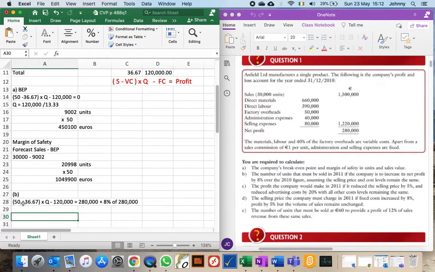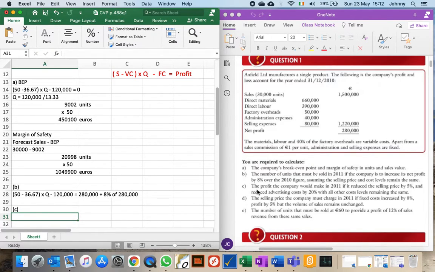So moving on to C, and restating the formula again. The profit they would achieve, so profit is the thing I'm looking for this time. If they reduce the selling price by 5% and reduce advertising cost by 20%, all other costs remain the same. Now, advertising cost is a fixed cost, so it would have been built into our selling expenses. So whatever the selling expenses fixed element is, we're going to reduce that by 20%.